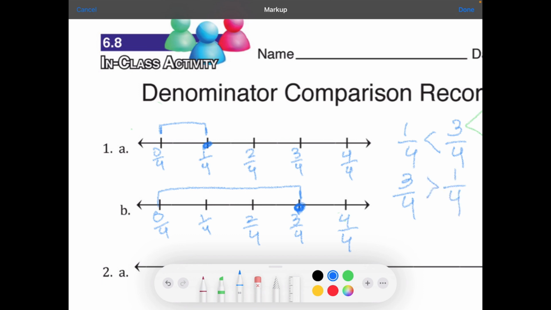Whatever way you write it, make sure that those alligator mouths, the alligator wants to eat the most because they're always hungry. So make sure that it is facing the right way.